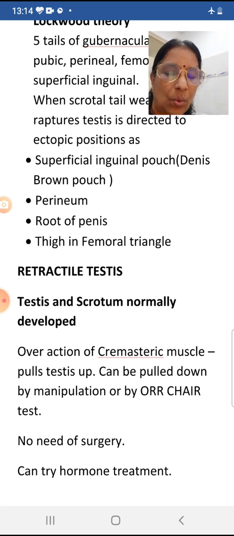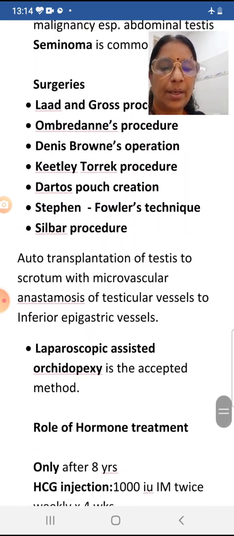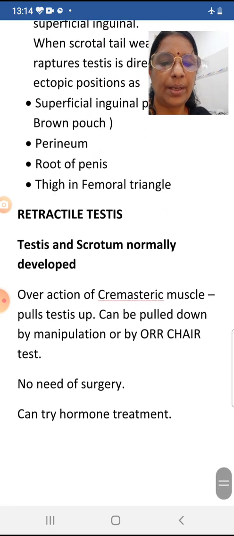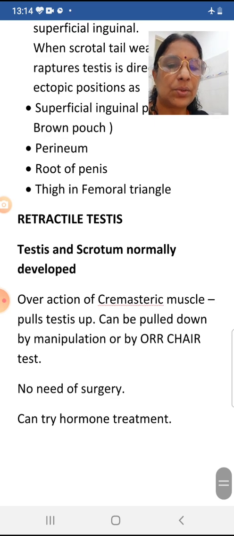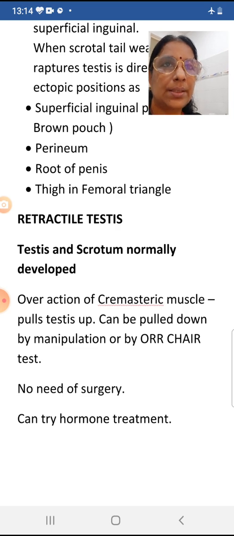In that case, there is no need of surgery. You can try a hormone treatment. Since it is a normally developed testis, there is no problem for the child. So this is the thing about undescended testis, ectopic testis and retractile testis. These are the maldescended testis. Cryptorchidism means undescended testis that occurs bilaterally. The surgery we do is orchidopexy. Okay.